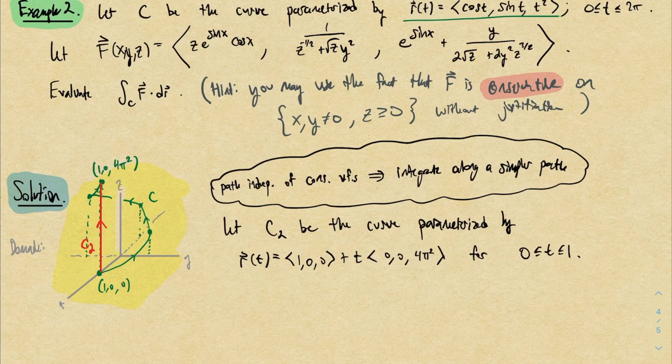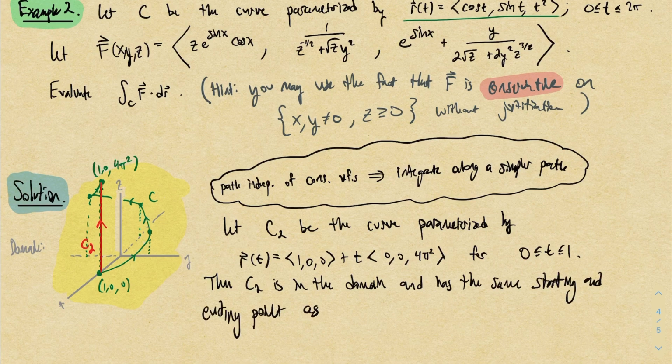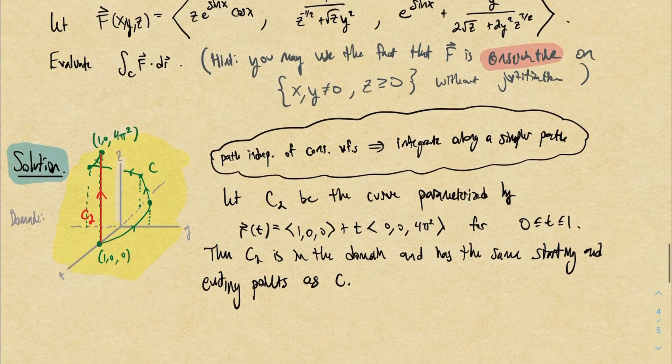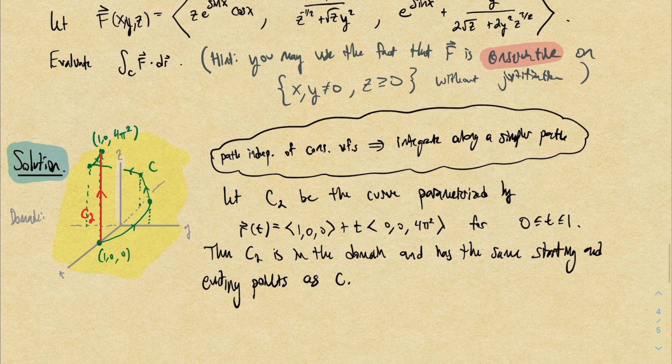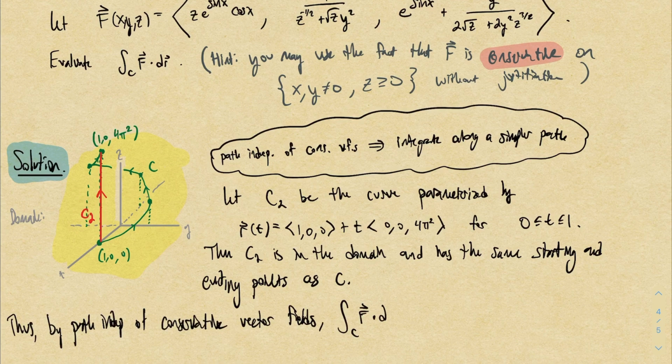The point is that this curve is in our domain, and it has the same starting and ending points as our original curve. So because we're told that the vector field is conservative, by path independence of conservative vector fields, the line integral that we care about is the same as the line integral over our new curve. And the point is that this is going to be much easier to evaluate.